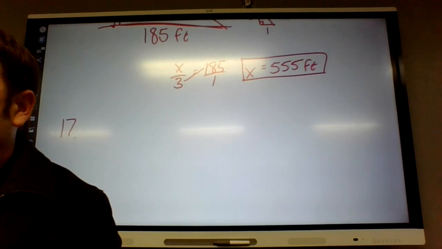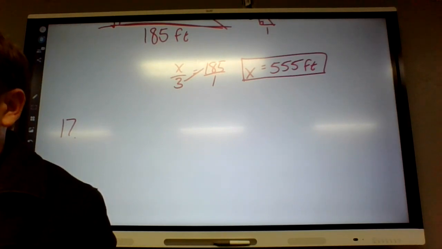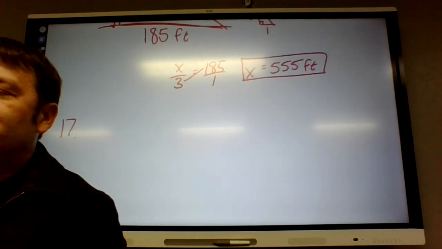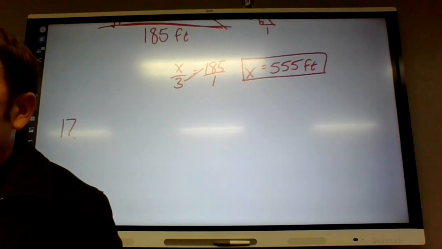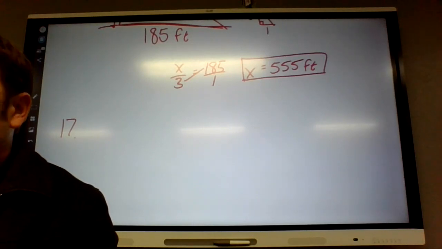X is like the toe, W is like the heel, and Y is like the top of the boot. Okay, we're writing a similarity statement. X is the toe, W is the heel, Y is the top of the boot.